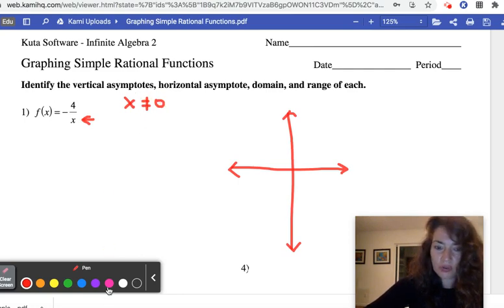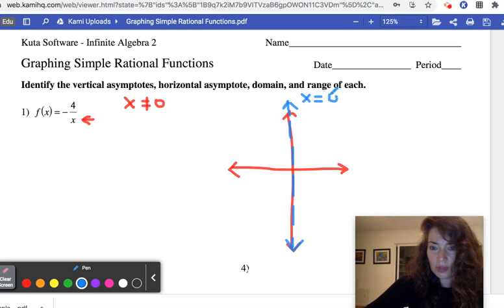So I'm going to go ahead and draw a vertical asymptote at the line x equals 0, which is a vertical line that looks like this. So this is the line x equals 0, and it is also our vertical asymptote. We can write vertical asymptote as v.a., and that is x equals 0.